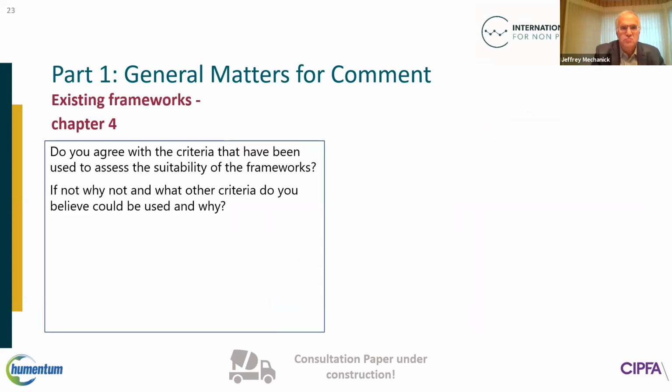So then chapter 4 of the consultation paper is all about existing financial frameworks. So firstly, it makes the case that we do need to start with a framework. We can't start with a completely blank piece of paper. And then it sets out the criteria for evaluating the usefulness of existing frameworks for this project. And then it assesses those frameworks against those criteria. So the existing international ones would be IFRS, IFRS for SME, and IPSAS. Those are the 3 existing international standards.